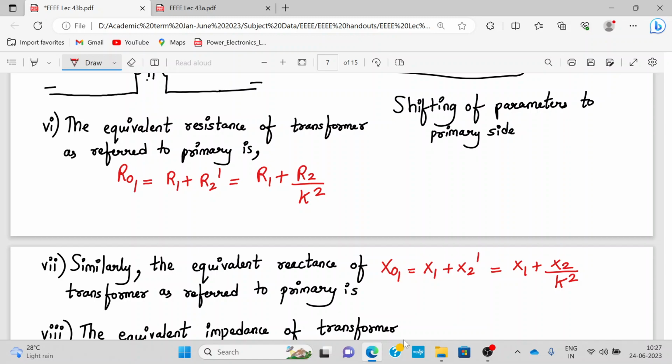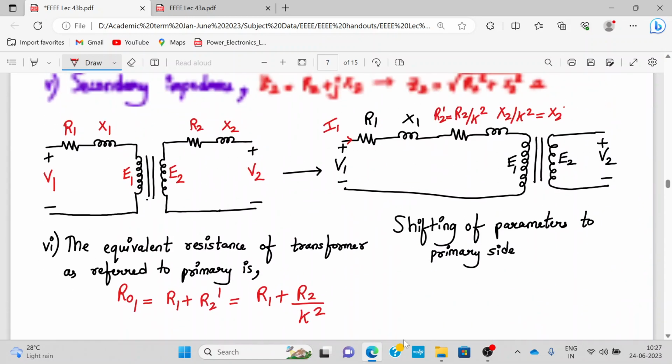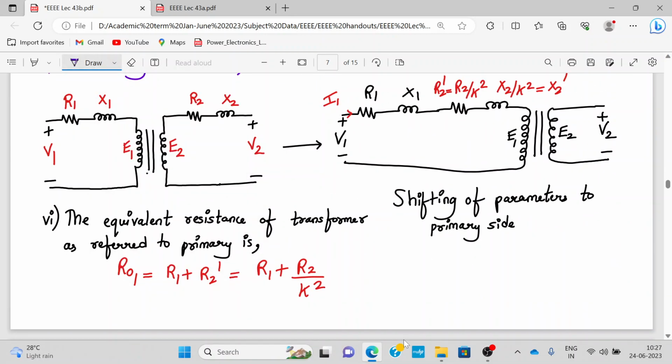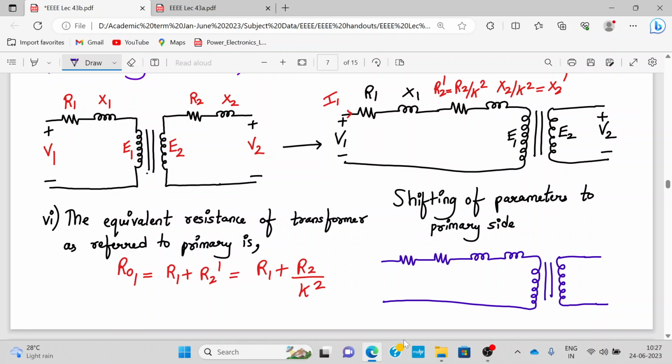Next, the equivalent impedance of the transformer as referred to the primary. Now let me draw and show it to you once. So this is what I meant. The primary winding and the secondary winding. When the secondary parameters have been transferred to the primary, in the secondary winding we don't have anything. So here is the mutually induced EMF E2, self-induced EMF E1. Then we have a primary voltage V1. All right, and these two resistances are R1 and R2 dash. This is X1 and X2 dash. So the combination of these two, we call it RO1, and the combination of these two we call it XO1.